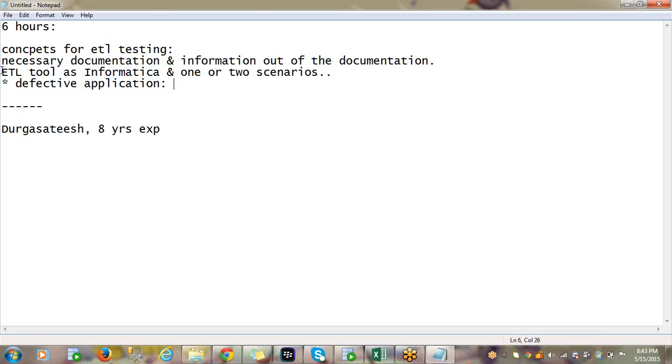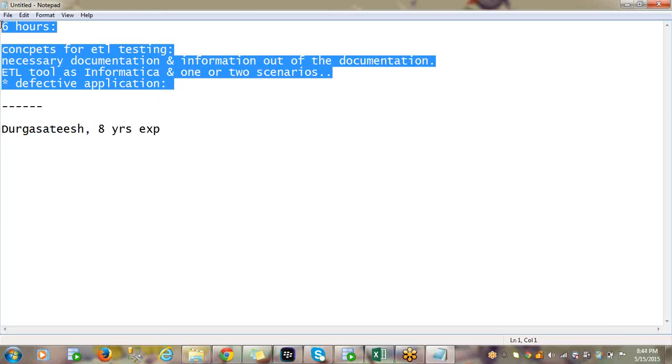Now within this application, I'm going to introduce all the defects. I'm not going to give you a successful application. I'm going to talk about a defective application. So when I give a defective application, you'll be able to know how defects can be encountered, what kind of defects we can see when doing ETL testing, and that will give you more idea about ETL testing, and how you have to break a particular flow in your ETL testing activities. So this is how I have framed my training for this particular 6 hours.